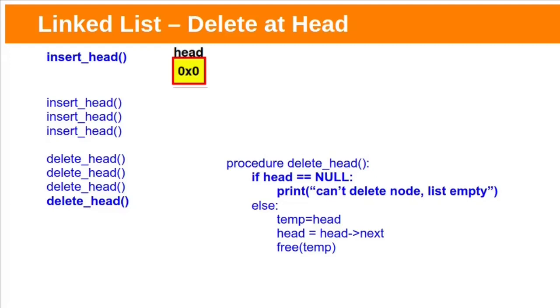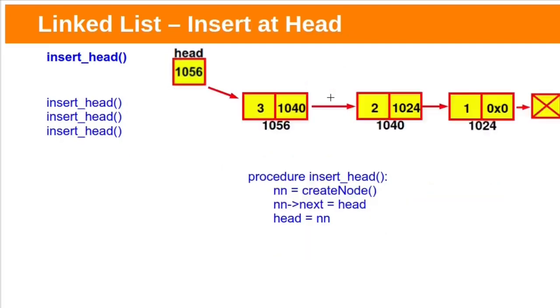We have seen deletion of a node in a single linked list at head position. Time complexity of deletion at head will be O(1). We need not search for the node to be deleted, so it will take a constant amount of time. Now we will see deletion at tail in a single linked list.